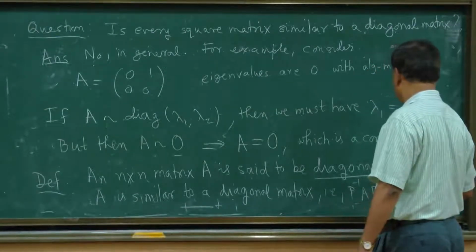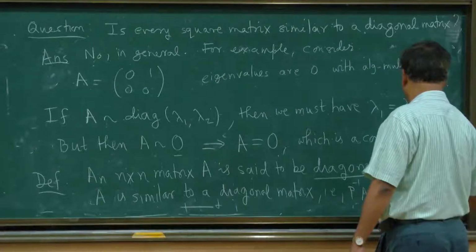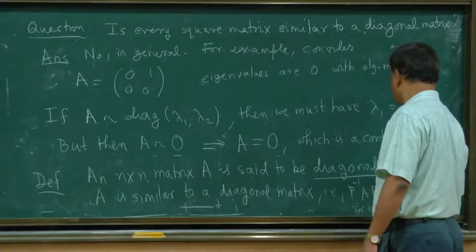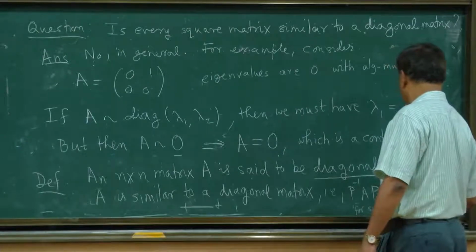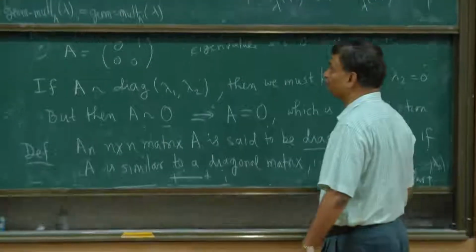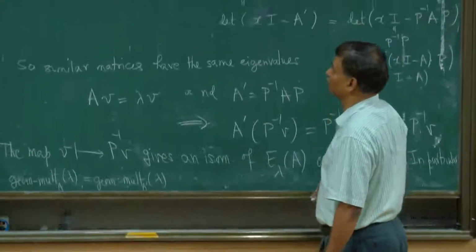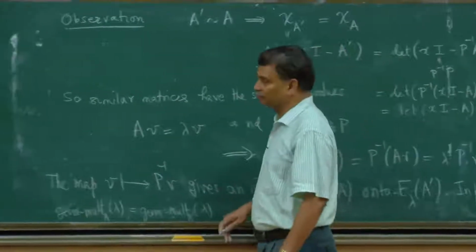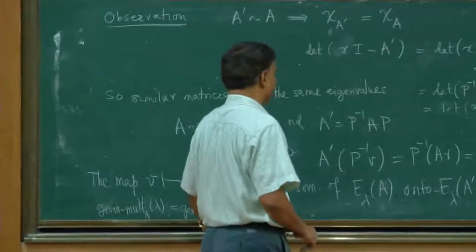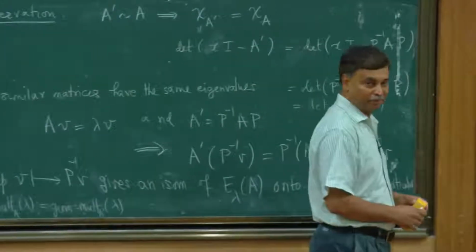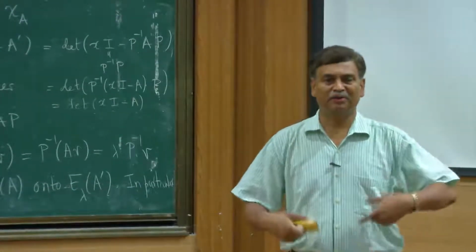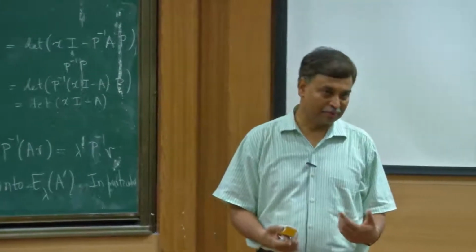...is a diagonal matrix for some non-singular matrix B. So, natural question, which matrices are diagonalizable? We have already seen that not every matrix is diagonalizable, but on the other hand, it turns out that lots and lots of matrices are diagonalizable.